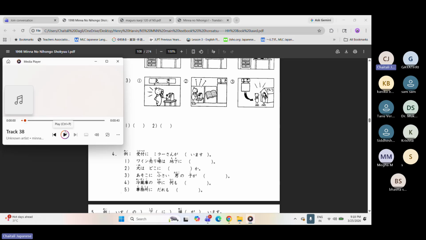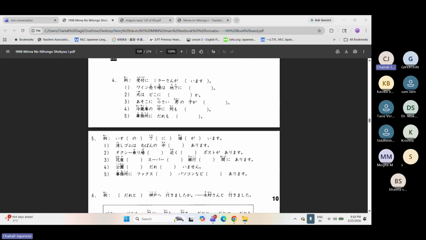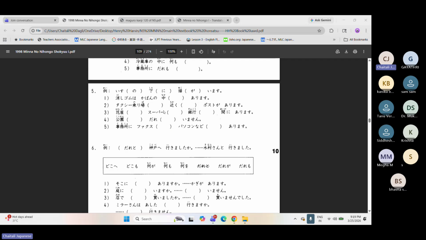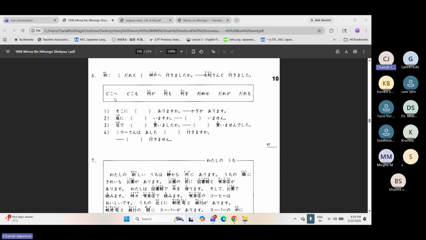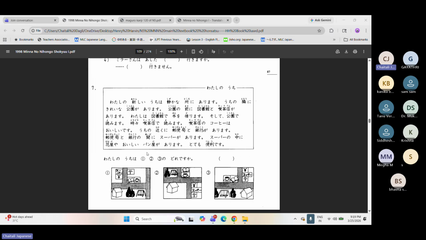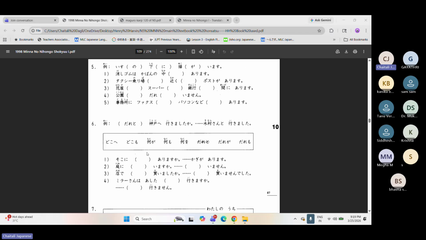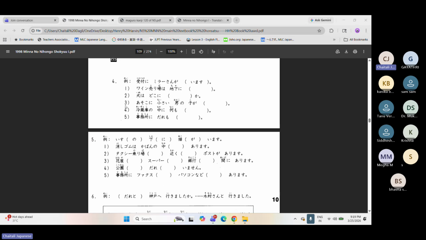True or false? False. Correct. Good. Okay. So now what you're supposed to do here in question 4, you have to write arimas or imas. Question 5, you have to mark the appropriate particle. Question 6, you have to figure out the words given in the box and mark them. Question 7 is your dokai. I'm giving you 15 minutes. At 9:35 we discuss. Okay, 15 minutes.